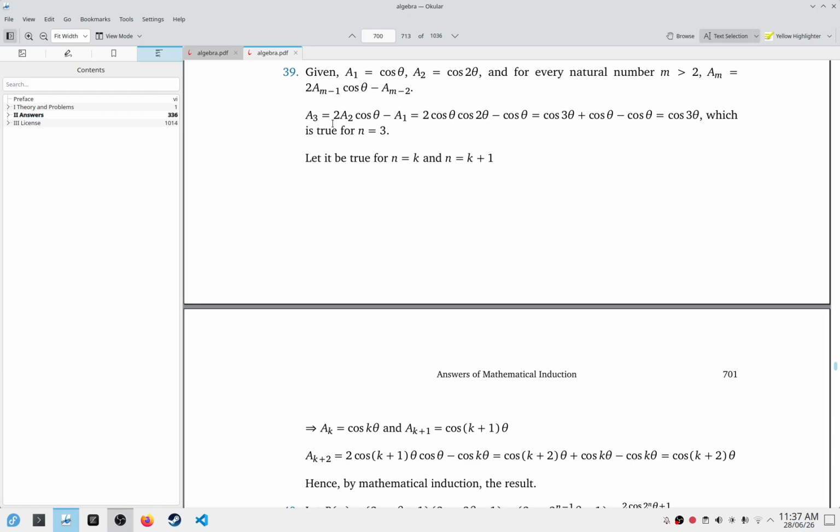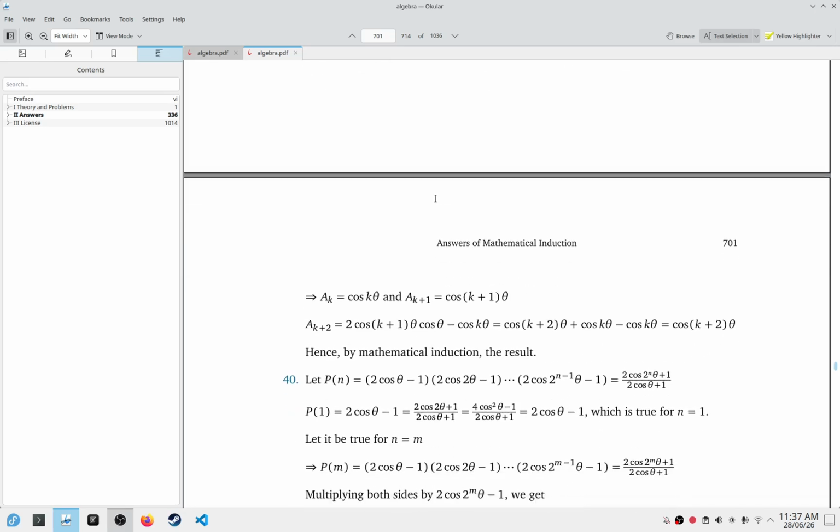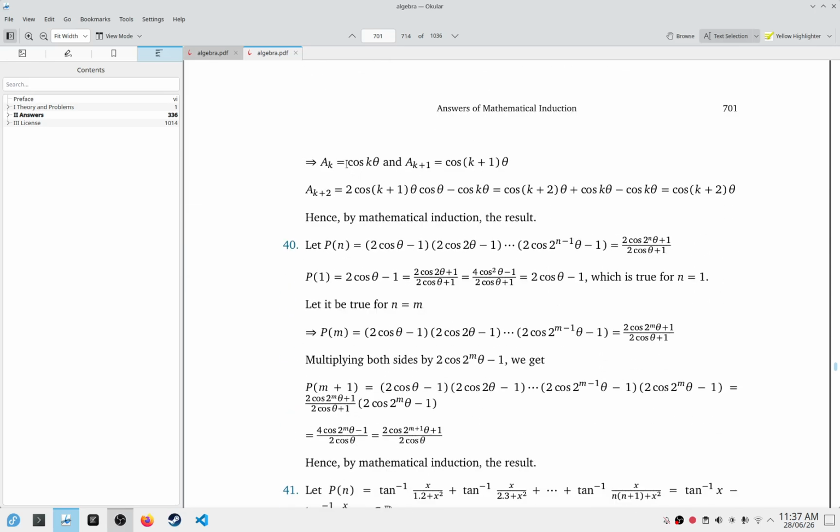So we compute A3. A3 becomes 2 a2 cos theta minus a1. So that is equal to 2 cos 2 theta into cos theta minus cos theta, which is actually equal to cos 3 theta. Thus it is true for n is equal to 3. We let it be true for n is equal to k and n is equal to k plus 1.